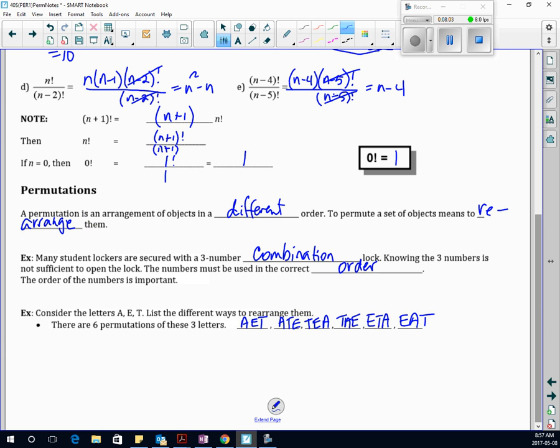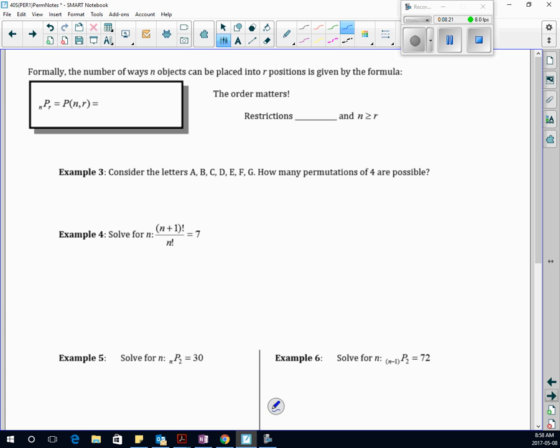And so, like I heard somebody say, how did I know there was 6? There were 3 decisions to make. What letter to put in the first spot? 3, 2, 1. Or 3 factorial. After a while, you'll know that 3 factorial is actually 6.